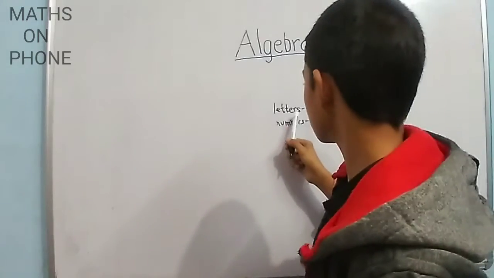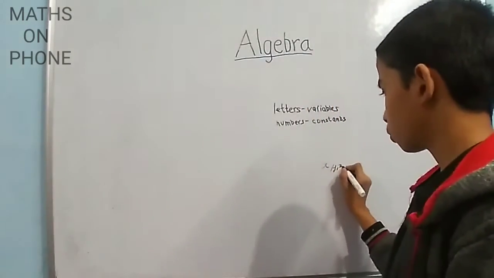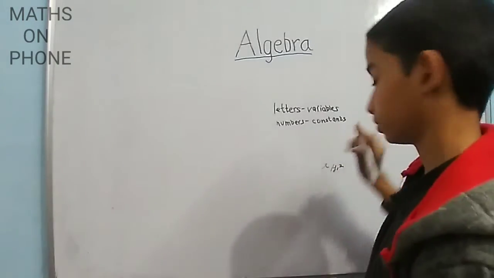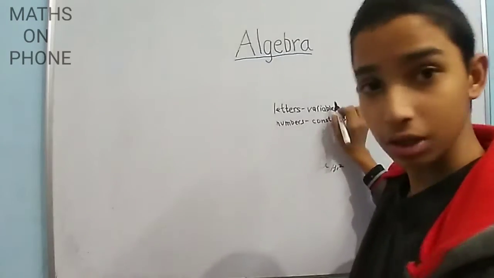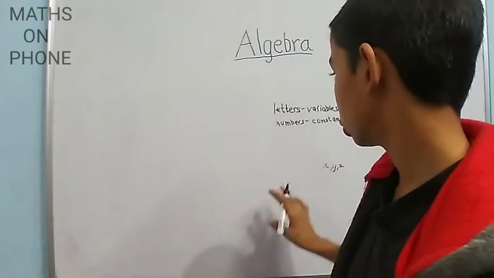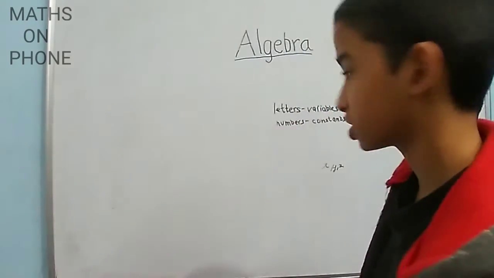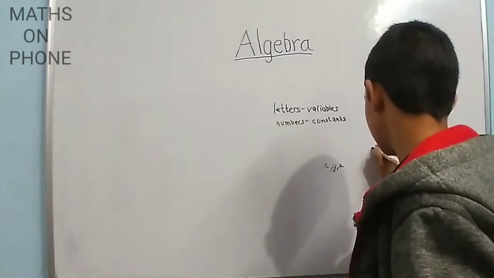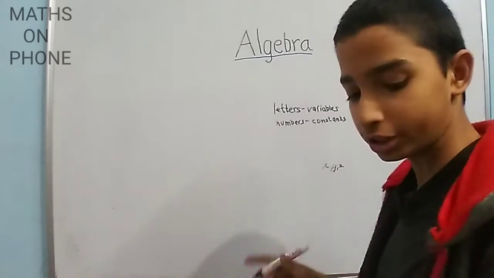Why? Because the letters such as X, Y, Z, we do not know their exact value. We do not know their value, so it varies. But numbers are constant because the value remains the same. Value is constant, such as if we take a number 4, its value won't become 5 or 8 or 10.